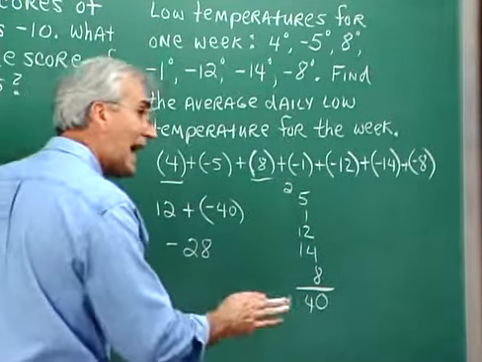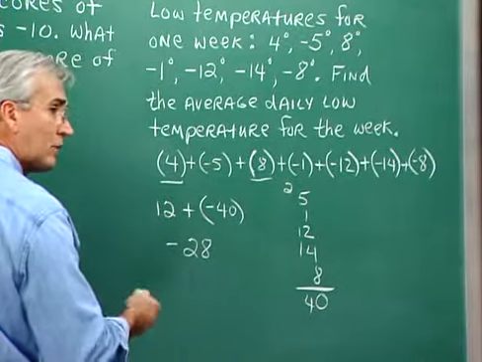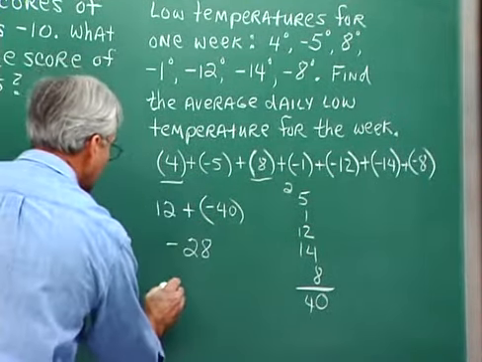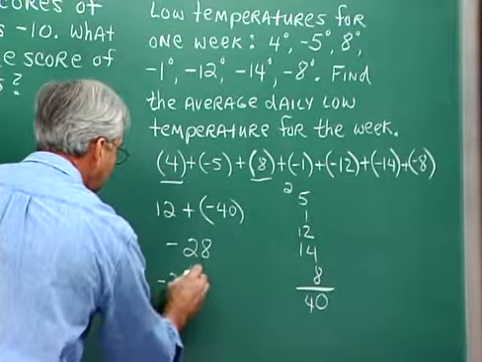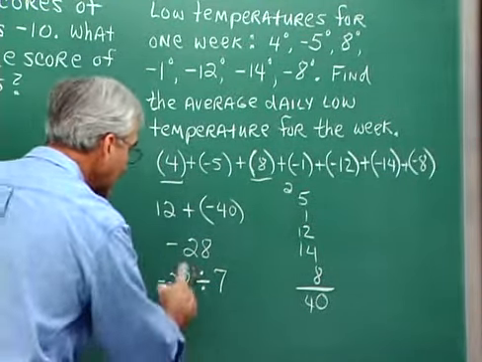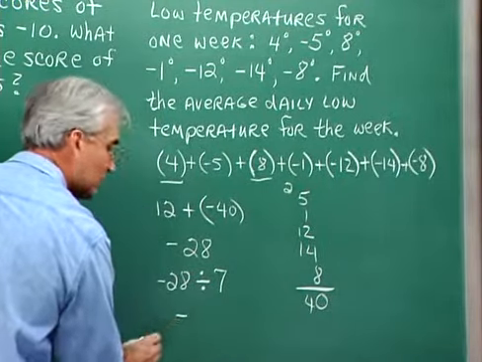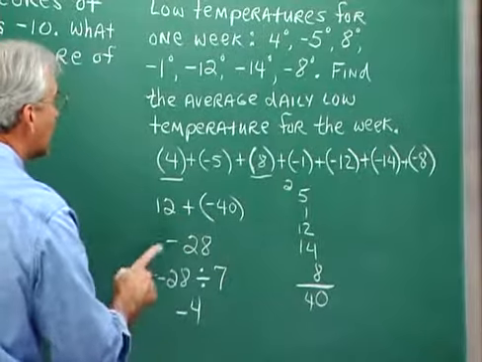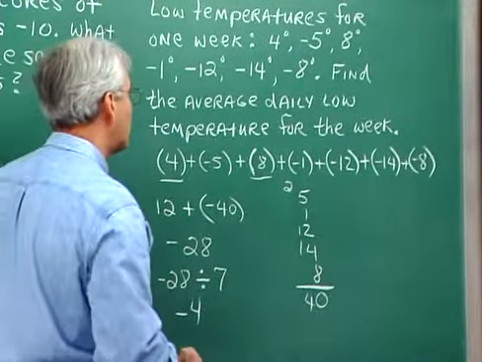But we want the average. Now, the average means that we divide by the number of items that we have, which is 7. So we're calculating negative 28 divided by 7. And signs are different. We get a negative result. 28 divided by 7 is 4. So negative 4 degrees then would be the average daily low temperature for that week.